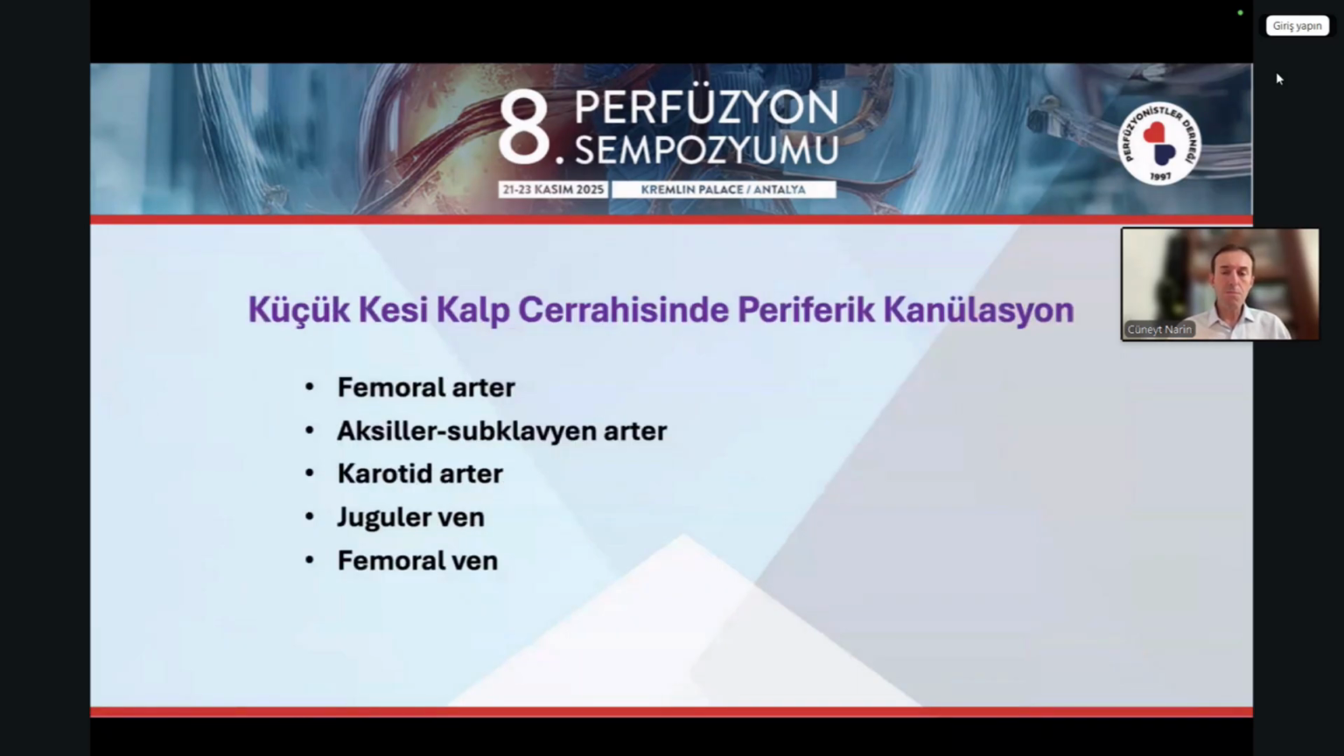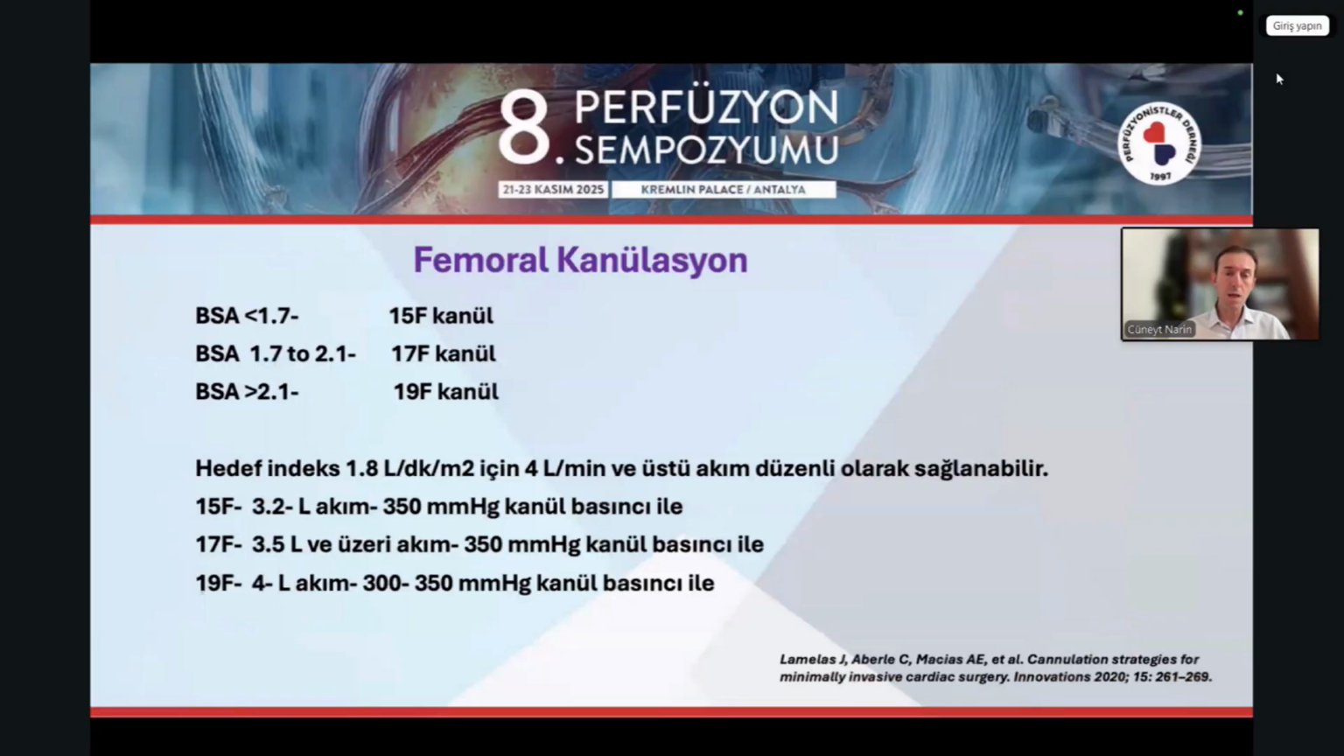Küçük kesik kalp cerrahisinde periferik kanülasyon çok önemli. Bunun için femoral arteri, aksiller arteri, bazen özellikle vakalarda karotit arteri ve venöz yolla da jugüler venle femoral veni sıklıkla kullanmaktayız. Tabii burada en önemli tartışmalı konulardan bir tanesi bu kanül seçimini neye göre seçmeliyiz? Ve kullandığımız Seldinger, açık Seldinger tekniğinde eskiden gördüğümüz birçok femoral komplikasyonları, bacakla ilgili komplikasyonları artık görmüyoruz.